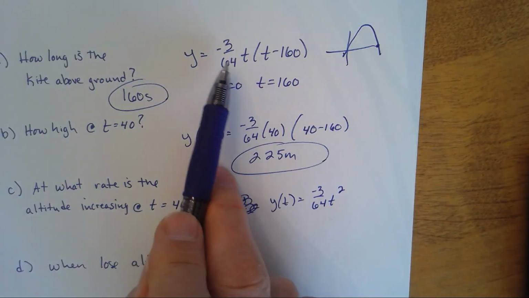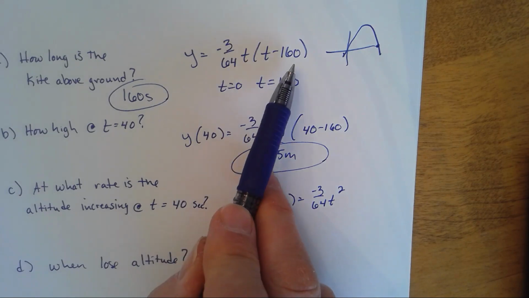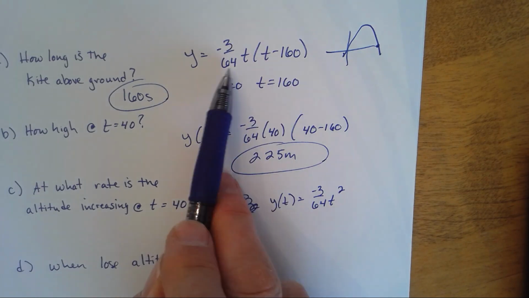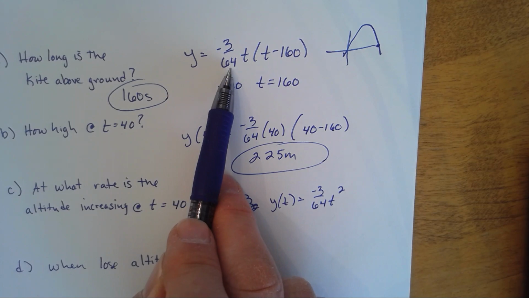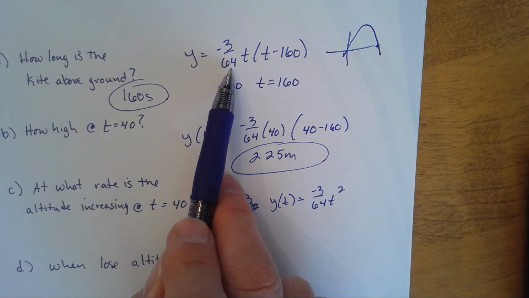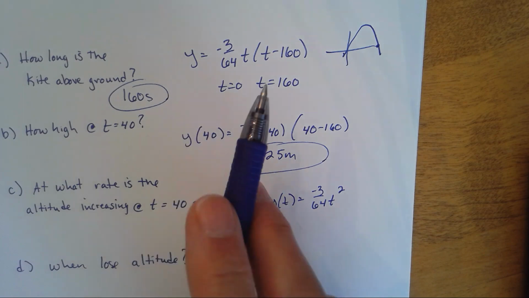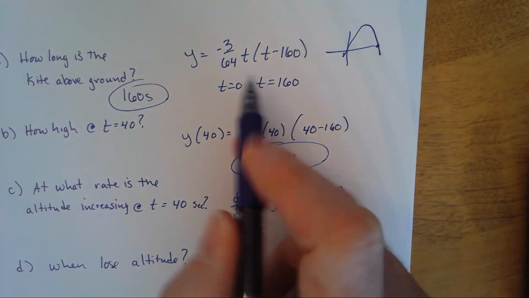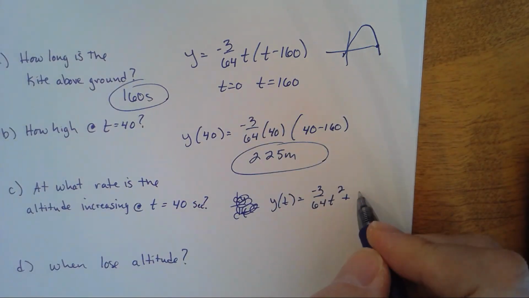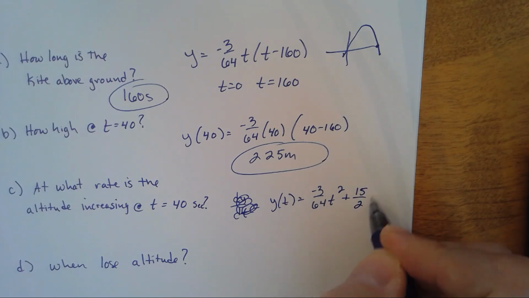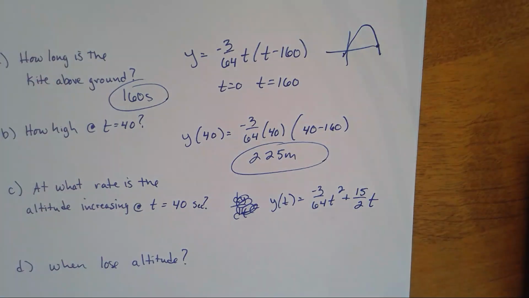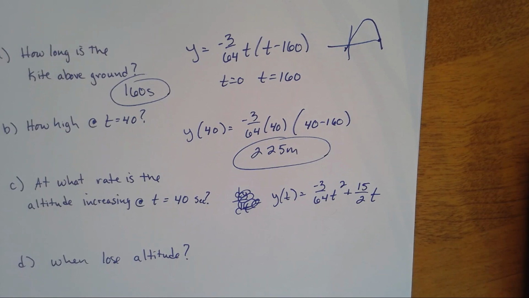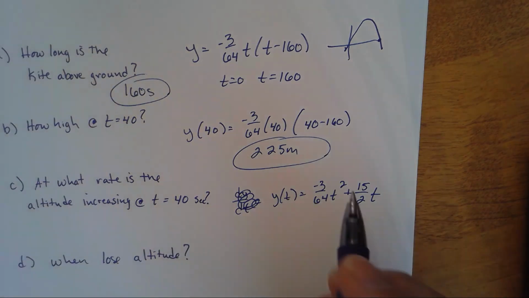Let's see, 3 over 64 times 160. So 160 over 64, 80 over 32, 40 over 16, 20 over 8, 10 over 4, 5 over 2. So 3 times 5 over 2 would be 15 over 2. And it's a positive, so plus 15 over 2 t, if I did that right. Okay, so we need to find the derivative of that and plug in 40.